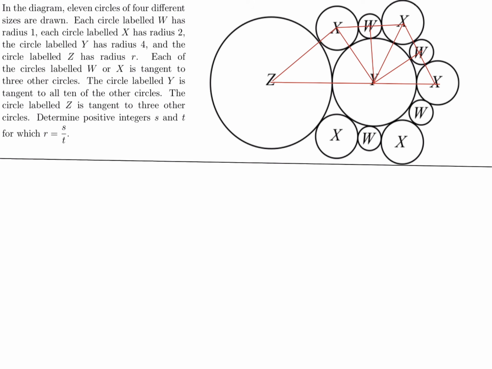Now let's label the actual distances. Well, this they are saying is r, and this is r. Now the Y part, that's 4. So all of these are 4 right here, radii. And then the X's are 2's, so that's 2, 2, 2, and so on. And then the W's are 1's, so this is 1, 1, 1, 1, 1, 1, and I think I missed a 2 in there.